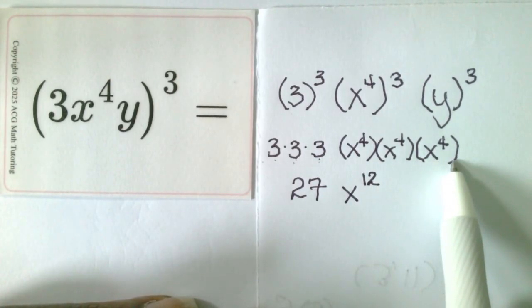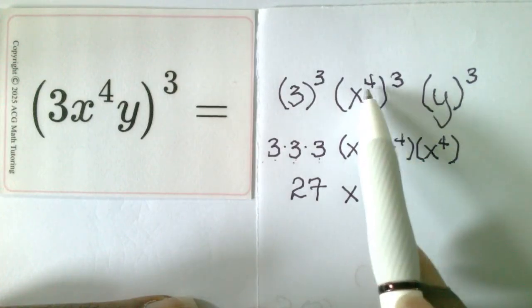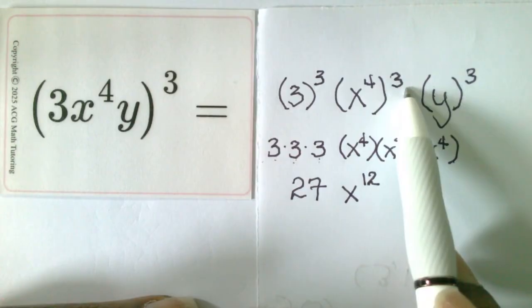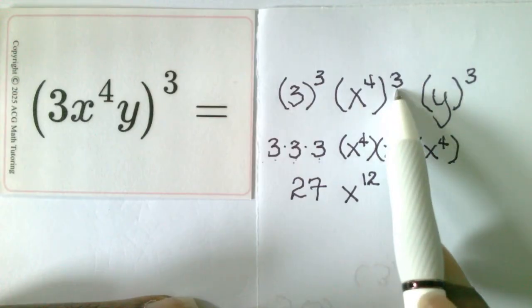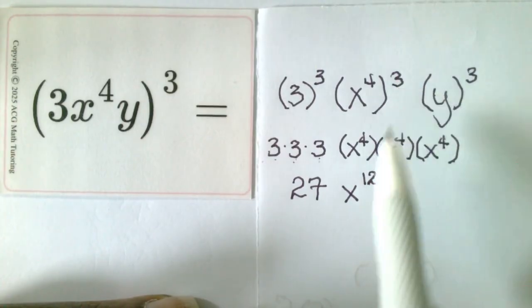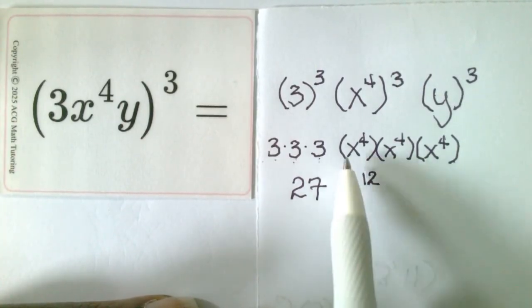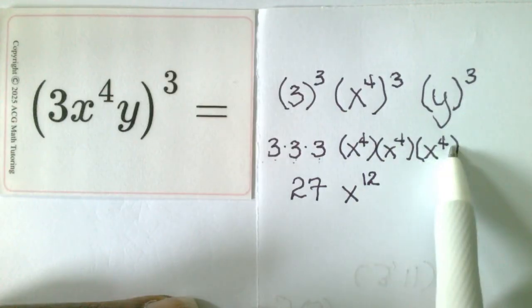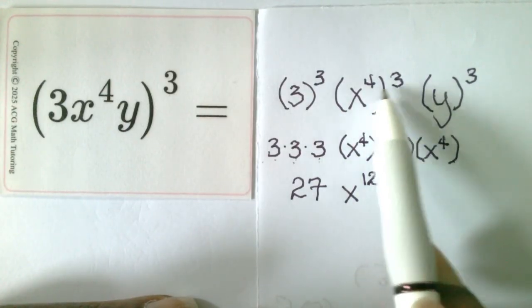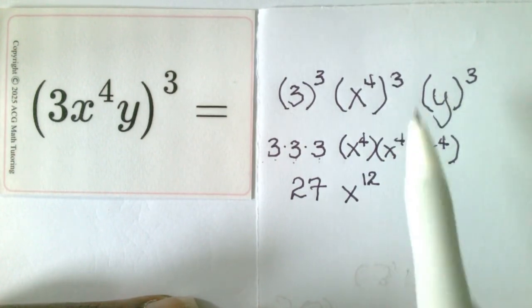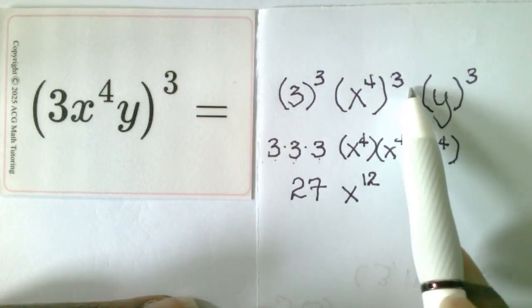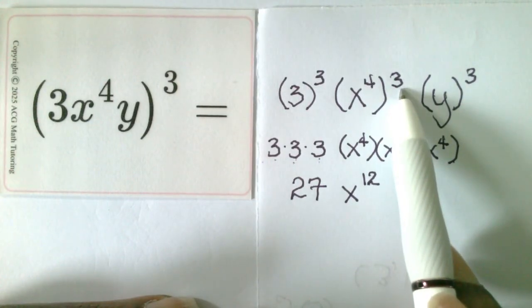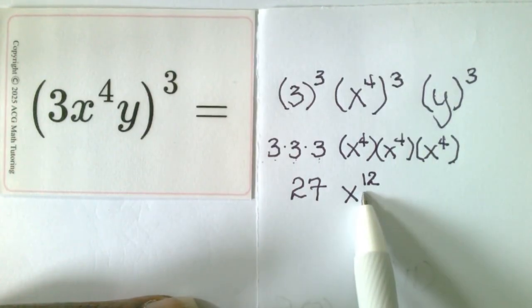But here's your shortcut. Your product, your power to power rule. When you have an exponent, parenthesis, that means it's being raised to an exponent, you can multiply them. So 4 times 3 will give me 12. So instead of you writing it out and then adding the exponents, you can simply multiply the exponents. So that's how you get your 12.